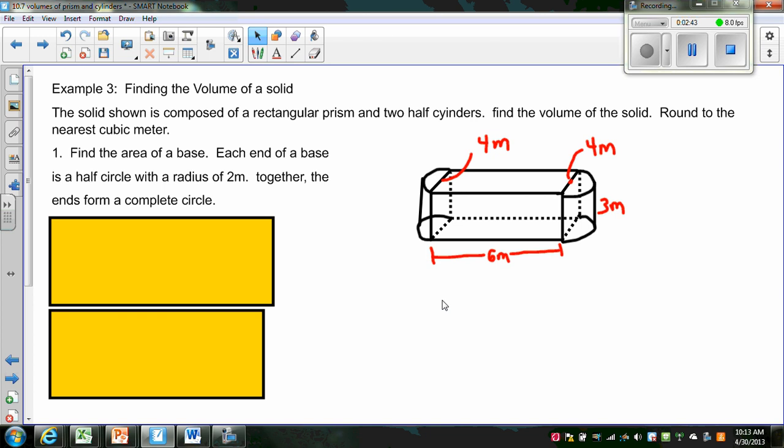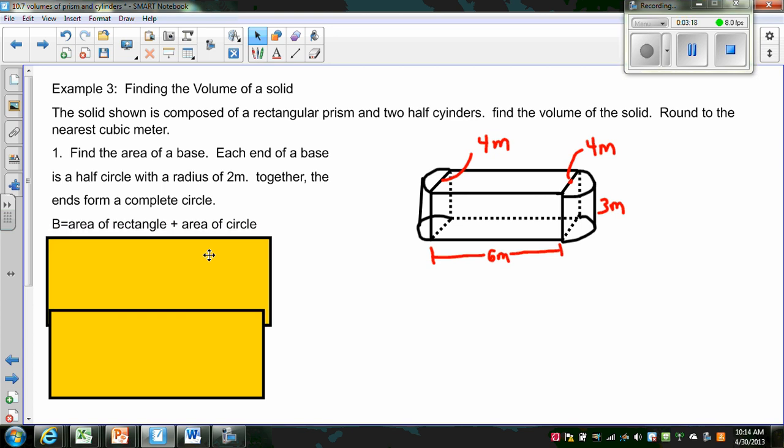The last type, you might get a more complicated solid that's a combination of shapes. So looking at the image to the right, a solid is composed of a rectangular prism and 2 half cylinders. Find the volume of the solid and round to the nearest cubic meter. Well, the first thing you do is the same as any other. You find the area of the base. So in this case, our base is a combination of a rectangle and 2 half circles, or 1 circle. So together, they'd make 1 circle. So the area of our base is going to equal the area of the rectangle plus the area of the circle.